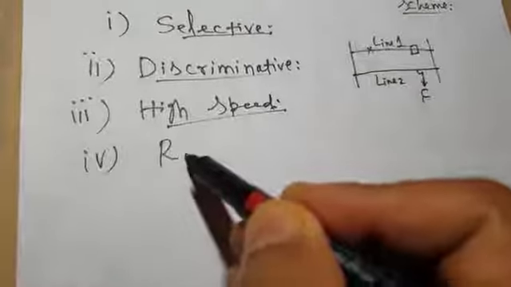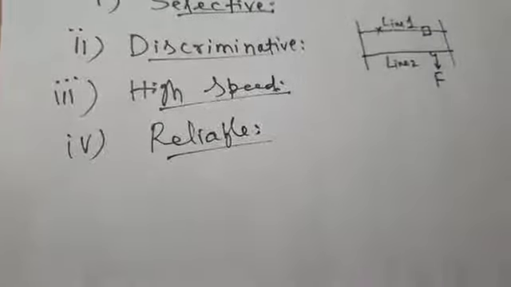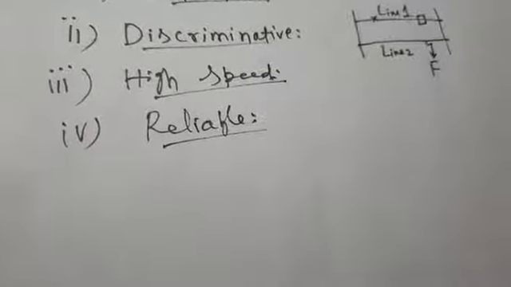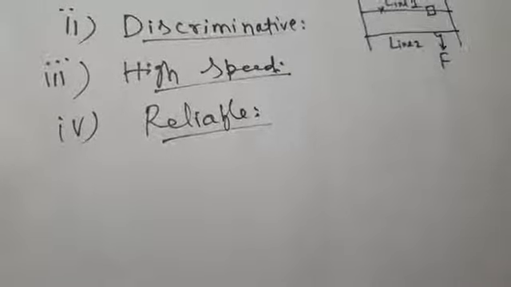Fourth is that your protective scheme should be reliable. It should not be like your protective scheme operates for a fault, and when a second fault occurs, it does not operate.